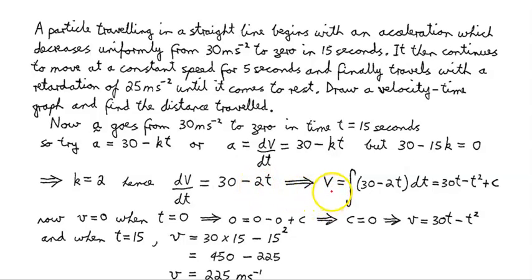We can anti-differentiate that to get v. So let's anti-differentiate that. dv/dt integrated with respect to t, time, is equal to the integral of 30 minus 2t integrated with respect to t. And that will give us, anti-differentiating that, 30t minus t squared plus some constant of integration.